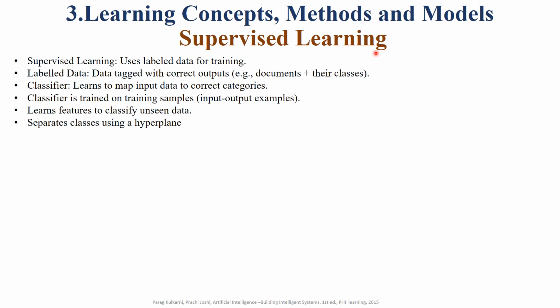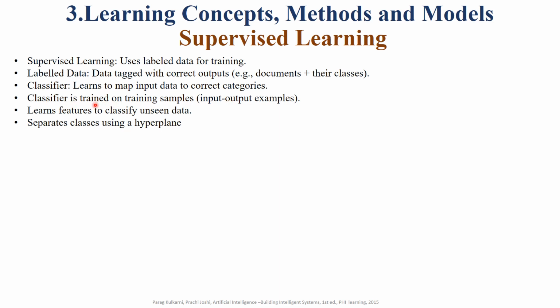Number three is supervised learning. Supervised learning uses labeled data for training. So what is labeled data? The data tagged with some correct outputs. We'll have documents along with the classes to which they belong. This classifier learns to map the input data to the correct categories.